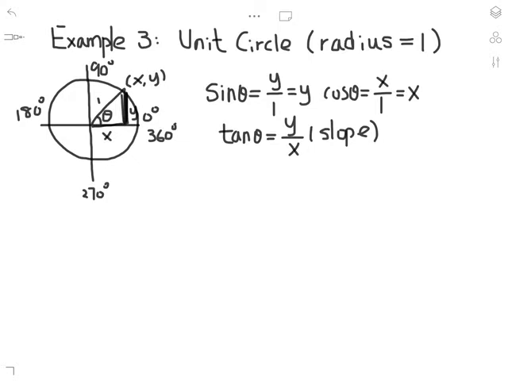Before we go into the last example of the unit circle, we have to talk about radians. What are radians? I keep saying when you use your calculator, you have to make sure you are in radians or degrees. What's 1 radian? How do you measure the radius? A radian is the radius that you wrap around the circle.